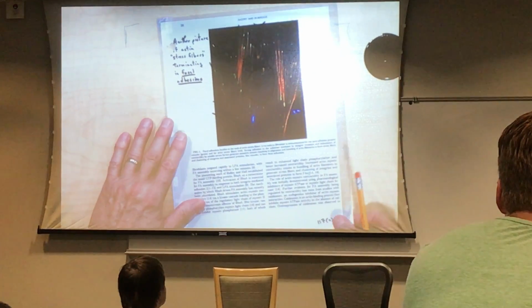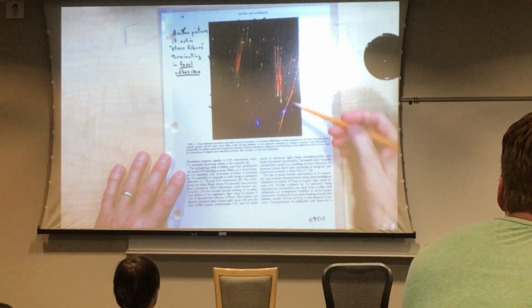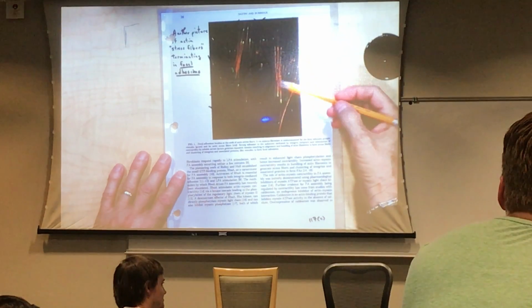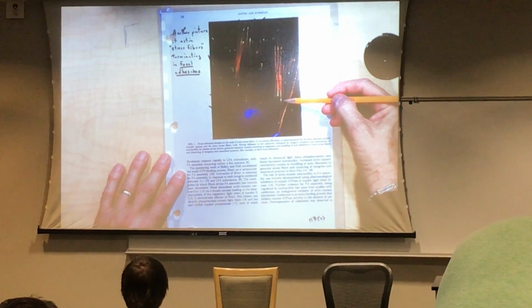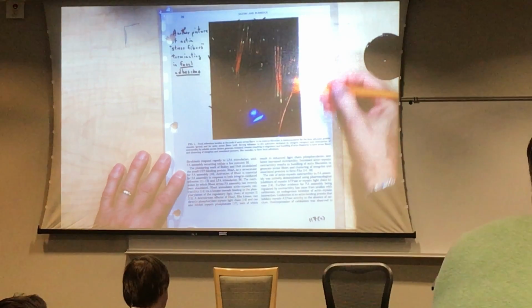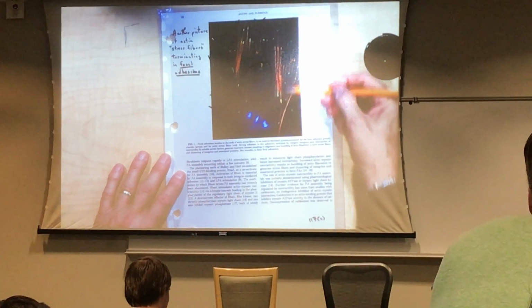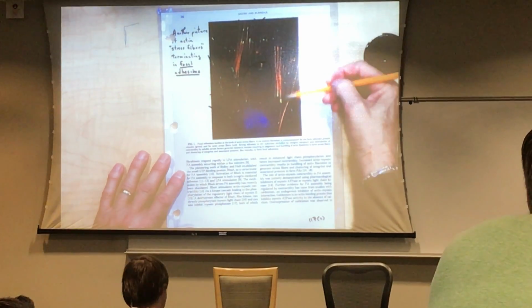So here's another picture of stress fibers terminating in focal adhesions. So the stress fiber actin is highlighted here in orange, and then in green we have the focal adhesion structures, which begin and terminate with contractile structures.